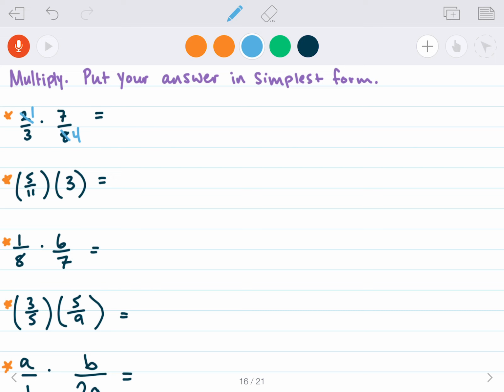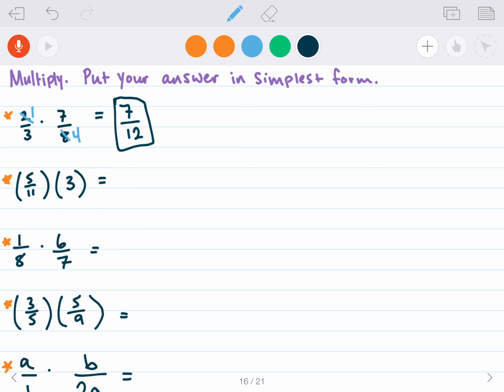And now this makes our problem much easier because when we multiply straight across, 1 times 7, now we have 1 times 7 is 7 on top. 3 times, now we have 4, is 12 on bottom, and that is fully reduced. So if you cross-simplify all the way, you're not going to have to reduce at the end, which is going to save you some really nice time here, okay? So let's do the next one.